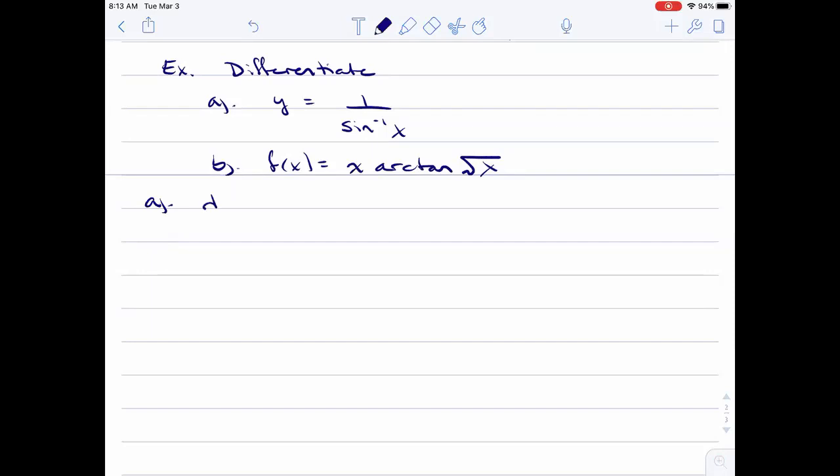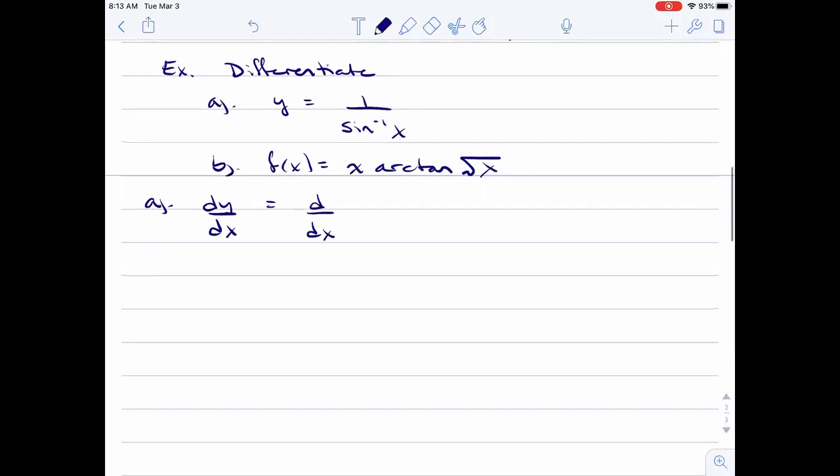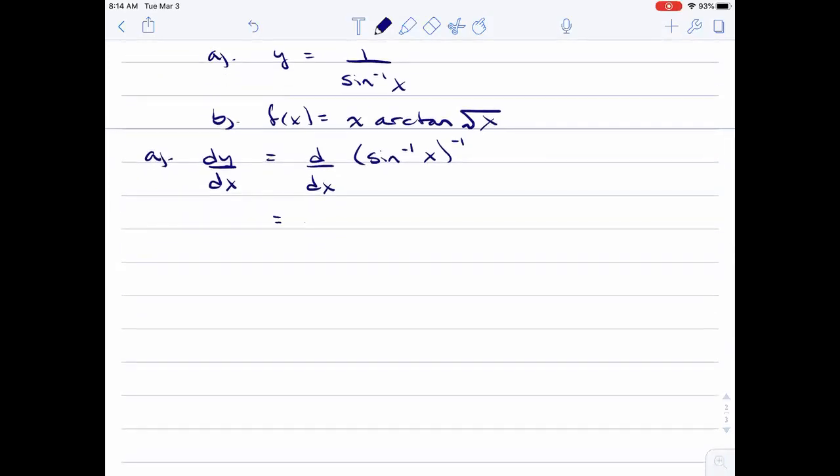So if we find dy dx, so the derivative of y with respect to x, right? If we just have a y, we're just left with dy dx, which is what we're trying to find. Then we're going to find the derivative d dx of sine inverse x to the negative 1. Right? That's going to probably be the easiest way to deal with this if I just bring it up to the numerator with a power of negative 1. Because now I can just use the power rule to find the derivative. So I bring the negative 1 out front. Inside, I've still got sine inverse x to the power of negative 2 now. Negative 1 minus 1 is negative 2.